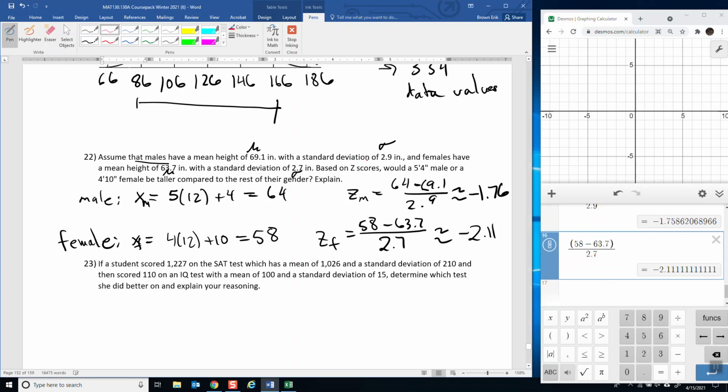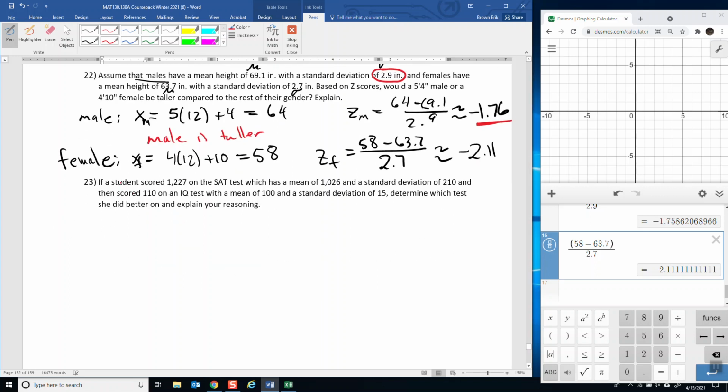So who's taller relative to their gender? The male is taller, because his z-score is larger than hers. If you were asked which gender has more spread out heights, it's the males, because their standard deviation is slightly larger. There's more variation in the male heights than the female heights.